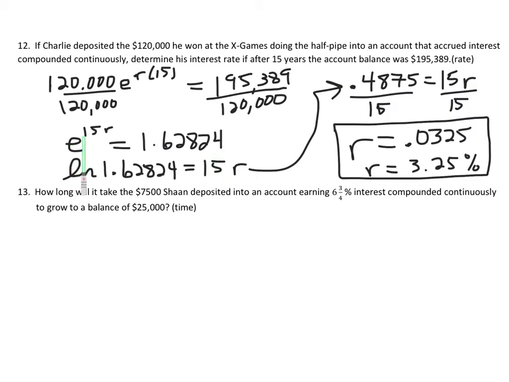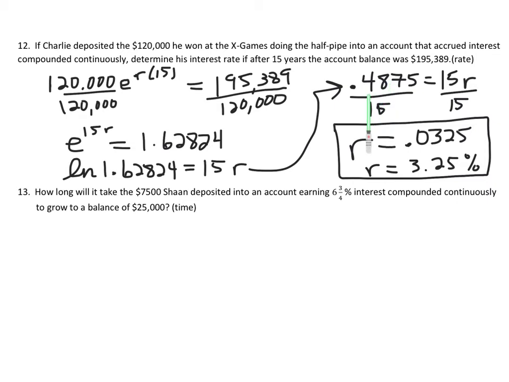Now here we're going to have to take the natural log. Since this is a base E, the logarithm that goes with base E is the natural log. So this is a natural number, goes with the natural log. So we're going to use ln. So remember, we keep the base. In this case, we're keeping the base using ln. The others change place. So these two things are going to change place. So ln of 1.62824 equals 15R.